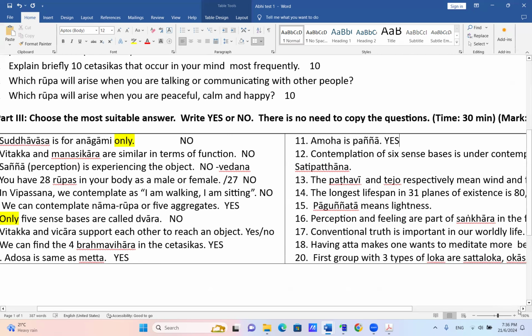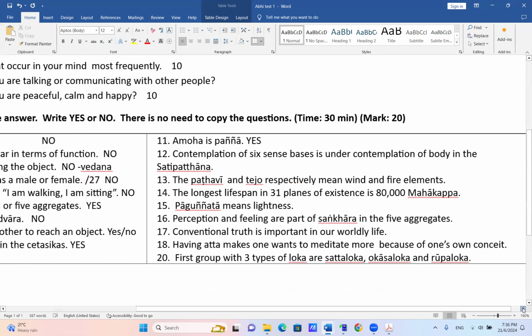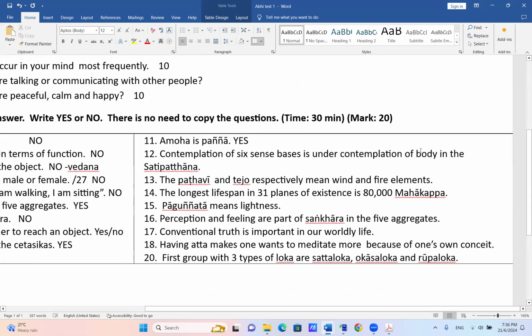Now, question number 12, some people also make a mistake. Is contemplation of the six sense bases under contemplation of the body? It's not under contemplation of the body, because we have four Satipatthana: the body, feeling, consciousness, and Dhamma. So it's not under the body, but should be under the Dhammanupassana. So the answer is no.